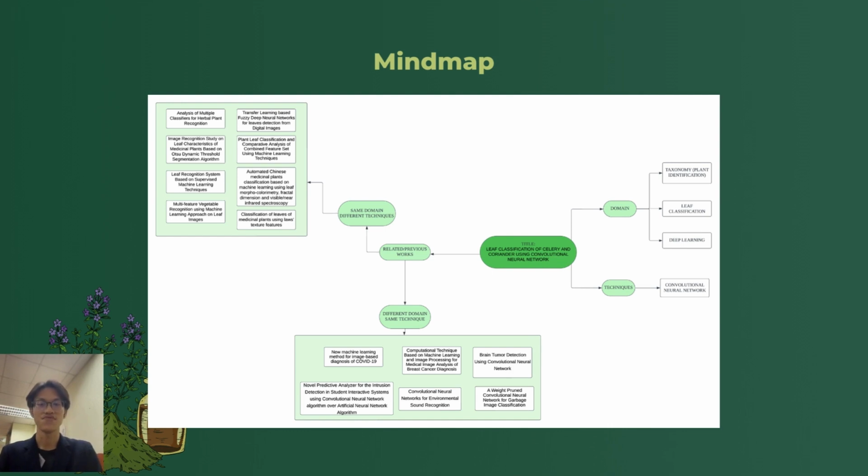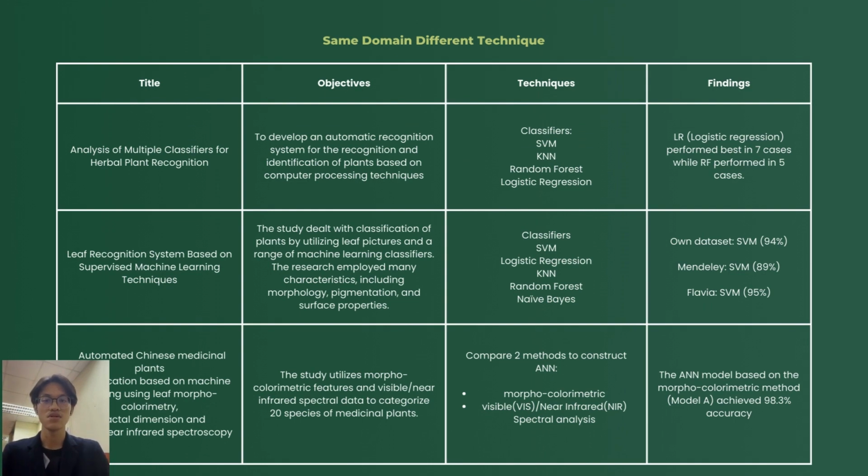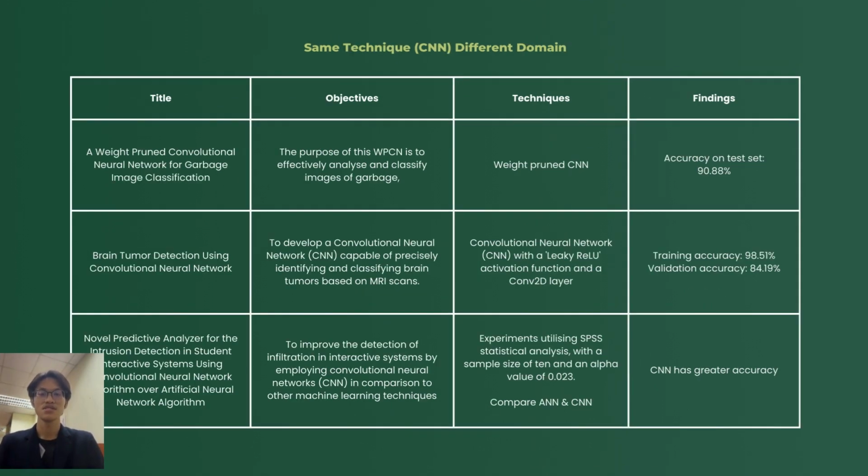This is the literature review. The mindmap of literature review consists of overall study, domain, techniques, and also related works. The domain of this study is leaf classification, deep learning, and taxonomy. The techniques is convolutional neural network. The related or previous studies consist of same domain and different techniques, and also same techniques but different domain. This is the table of literature review of same domain and different techniques. This is the table of literature review for same techniques, which is convolutional neural network, but with different domain.